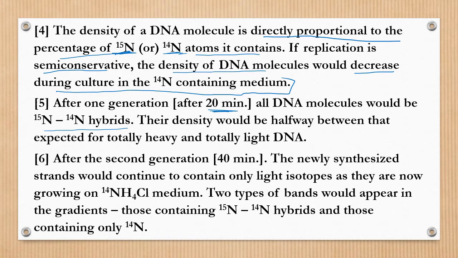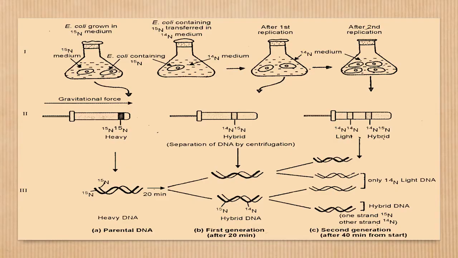After the second generation, 40 minutes, the newly synthesized strands will continue to contain only the light isotope, as they are now growing on ammonium chloride medium with light nitrogen. Two types of bands would appear in the gradient. These contain N15-N14 hybrids as well as only N14. Already we discussed that in the diagram. Again, see here it is mentioned.